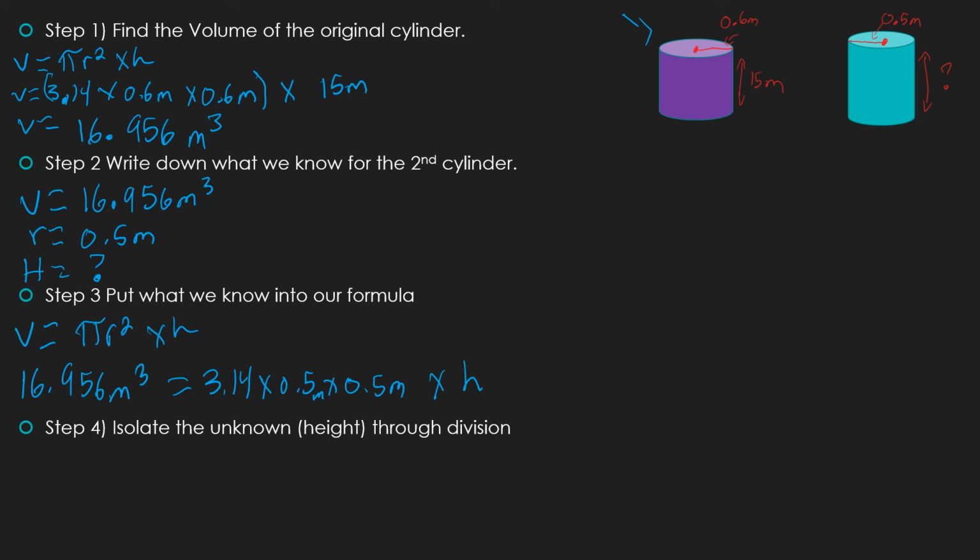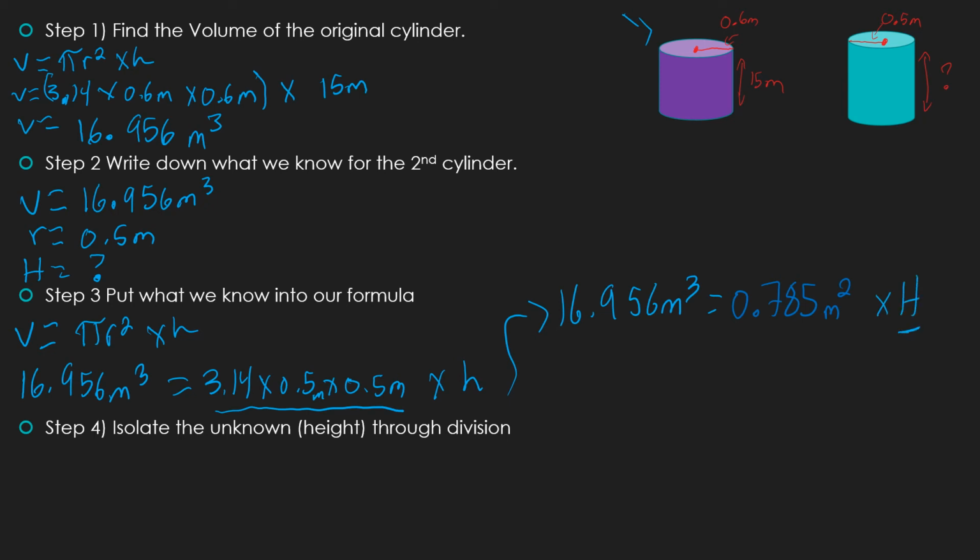Well, if we just quickly take care of that ourselves, we'll just do what we can here. We can multiply this part together. So really, I'm just going to move everything here. Our volume will stay 16.956 meters cubed equals, and I'm just going to solve this to get a more simple number. So we'll solve the area of our base, which is pi times 0.5 times 0.5, which should give us an answer of 0.785, I believe that's correct, yeah, meters squared, but we're still timesing it by our height because we don't know what that is.